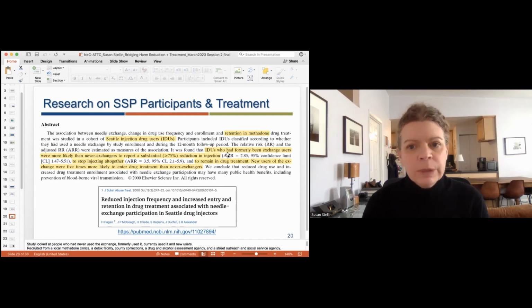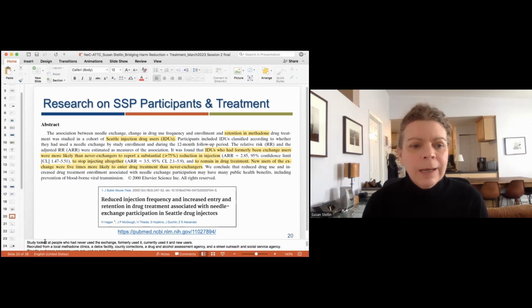And people who had formerly been users of the exchange were more likely than people who had never used the exchange to report a reduction in injection or to stop injecting altogether and to remain in drug treatment. Specifically, new users were 5 times more likely to enter drug treatment than people who'd never used the exchange. So this was done in the late 1990s. The study came out in 2000, but there hasn't really been much additional research since that time. There's a few other studies out there, but looking at a specific population here.